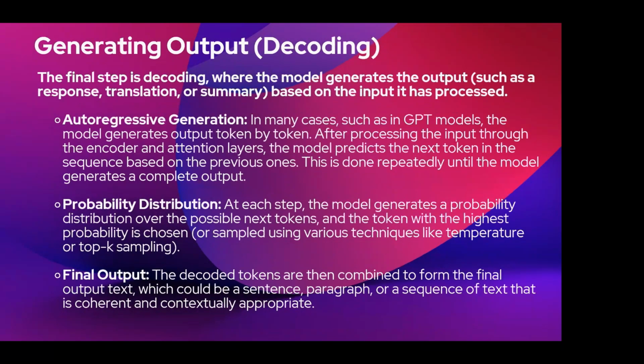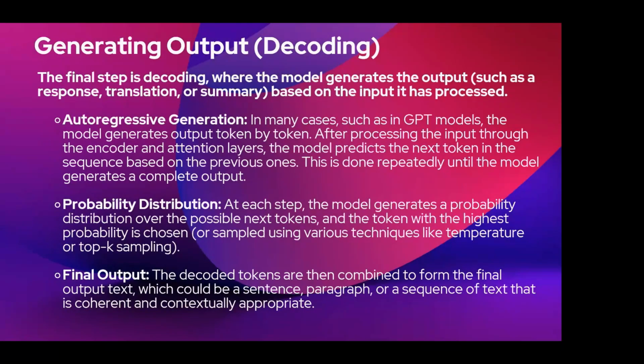So the last step is output decoding. First, encoding: it will take the sentence which we give, break it down into tokens, embed it, assign vectors, understand its meaning, relate it with other words, assign importance, and the last step is decoding. This is the final step where the model generates the output based on the input it has processed.